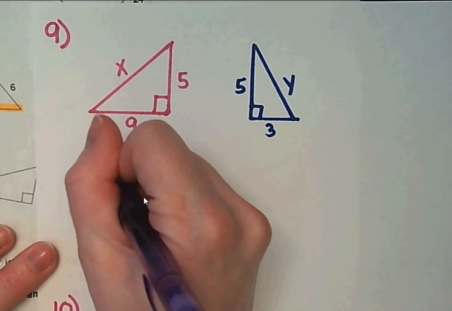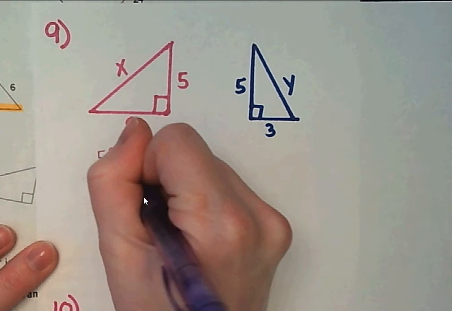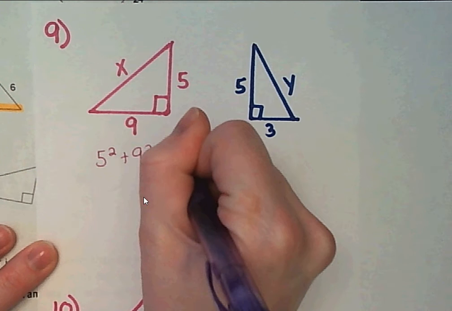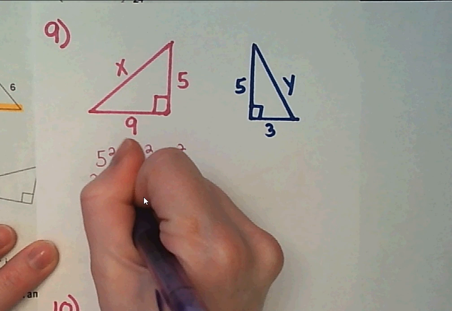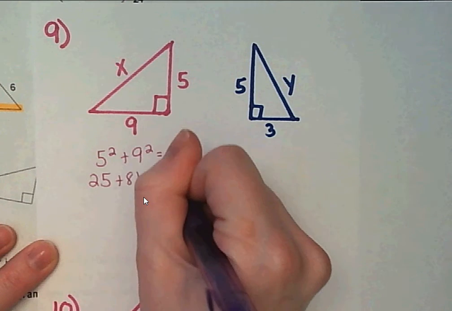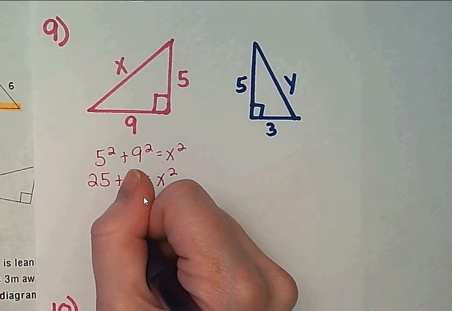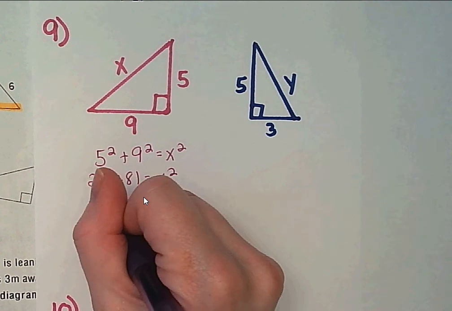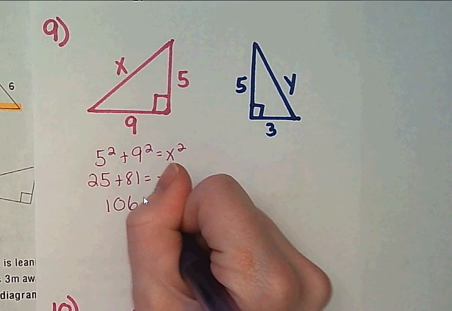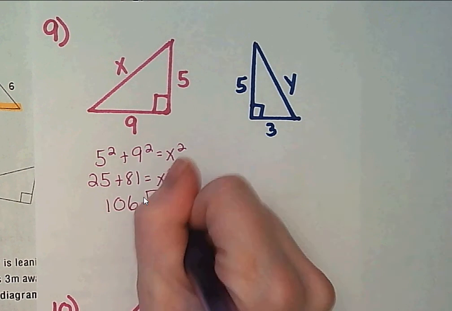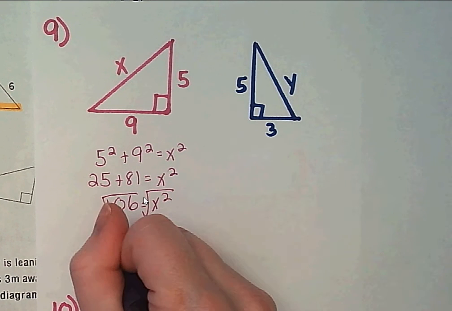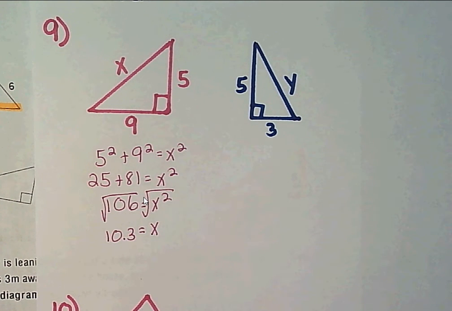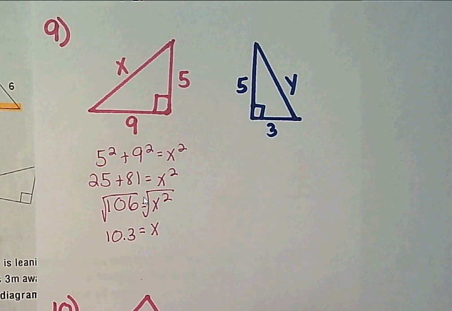If you solve for each, we should get 5 squared plus 9 squared equals x squared. So we have 25 plus 81 equals x squared. If we add those up, we get 106 equals x squared. We take the square root, and x should be equal to 10.3. Okay, let's try solving for y.